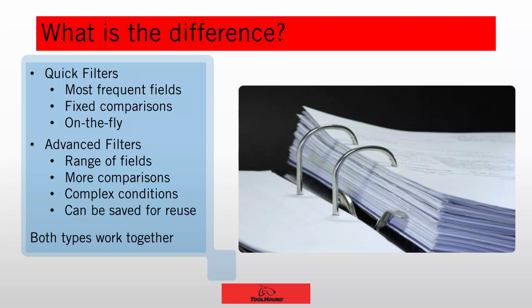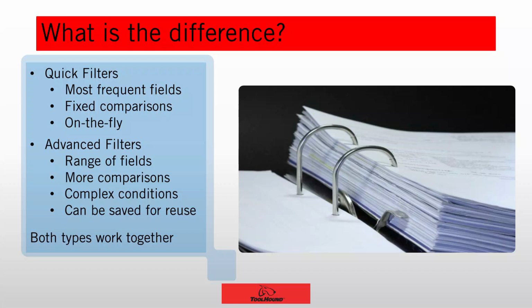Quick filters vary depending on the selected report. It's a limited list of the most frequently filtered against fields for that specific report, and they offer a fixed comparison, usually an exact match or a greater than or less than in the case of a date, and they are configured on the fly when the report is run.